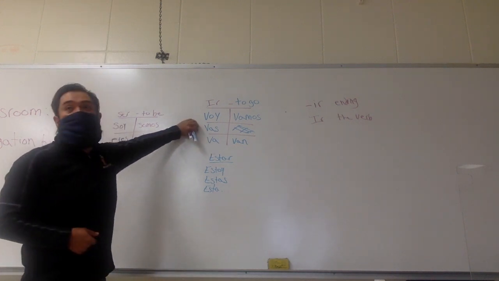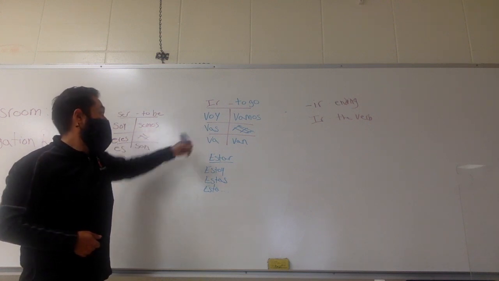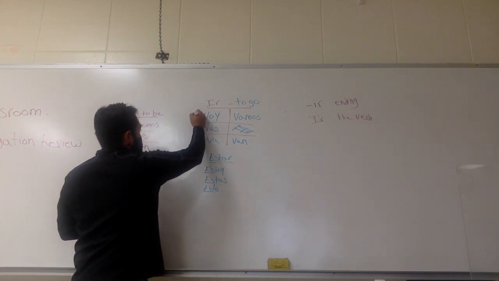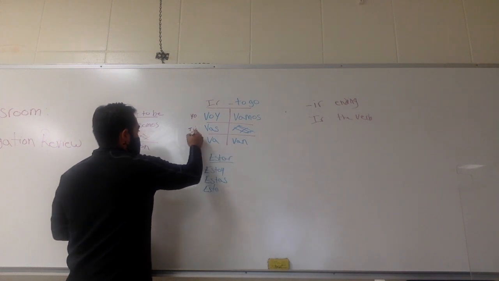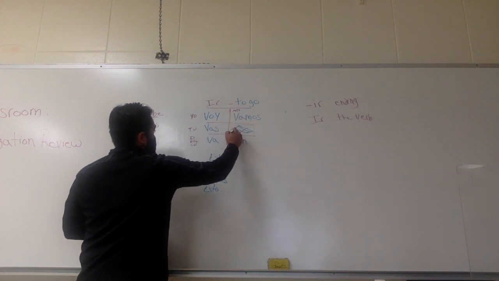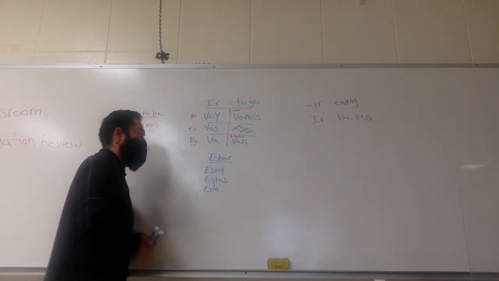Are we good with this before we move on? Yeah, it's the same as our normal chart. So this would be he, she goes. Él, ella, usted. This is our nosotros. It's still our normal chart. Ellos, ellas. Yep, I go, you go, he/she goes, we go, they go.